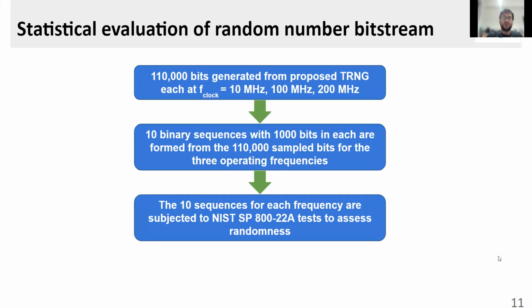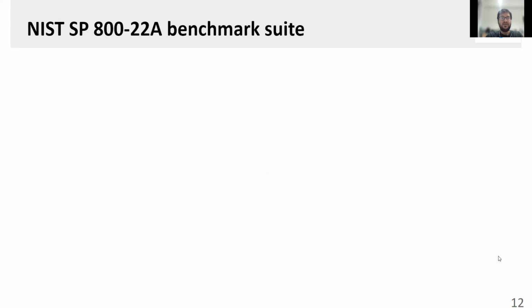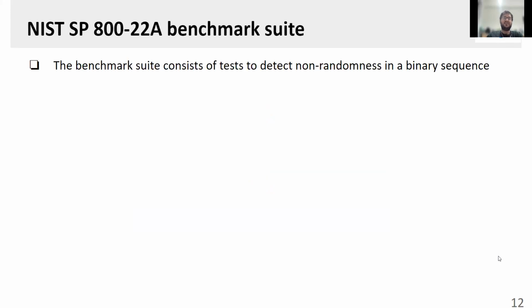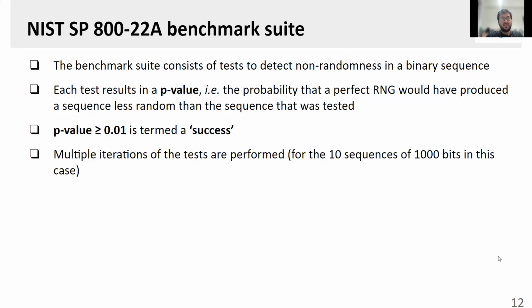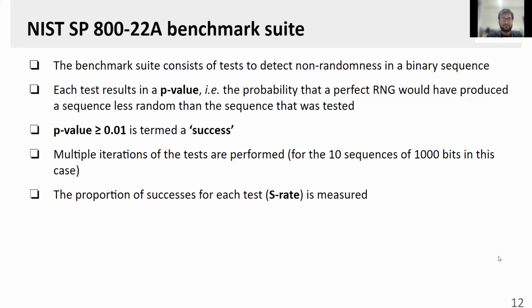Then the 10 sequences for each frequency are subjected to the NIST SP 800-22A test to assess the randomness. So what is the NIST SP 800-22A benchmark suite? It consists of tests which detect non-randomness in a binary sequence, and each test results in a p-value, that is the probability that a perfect RNG would have produced a sequence less random than the sequence that was tested. The p-value should be greater than 0.01 to be termed a success, and we perform multiple iterations for each of these tests so that we get a more generalized result.